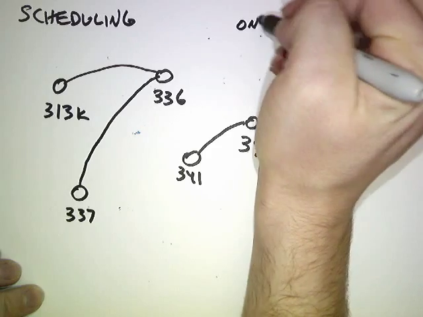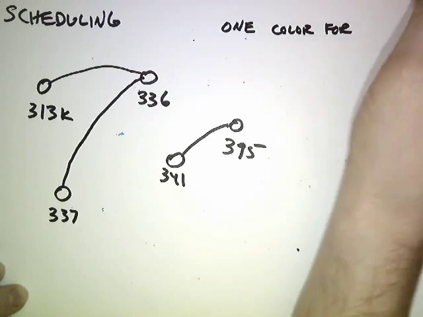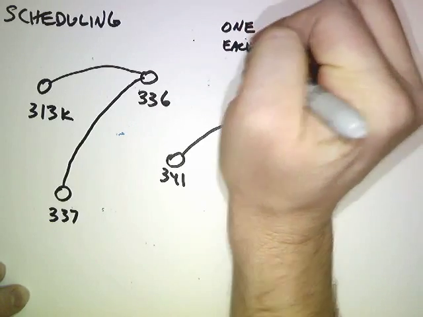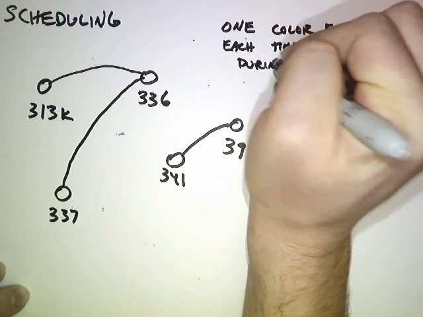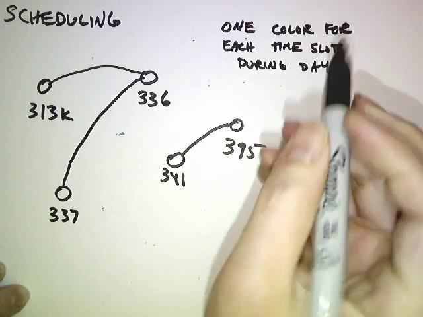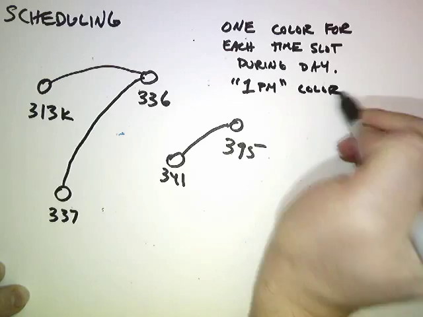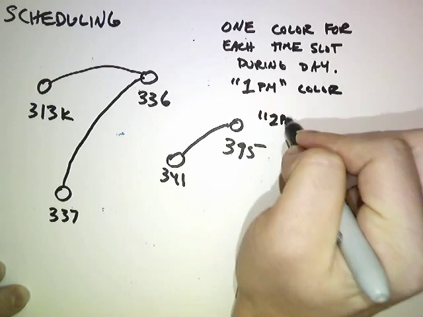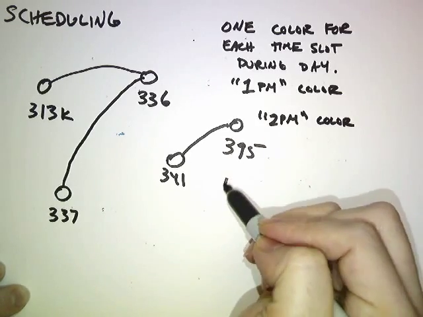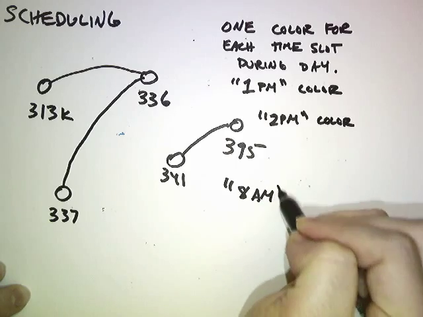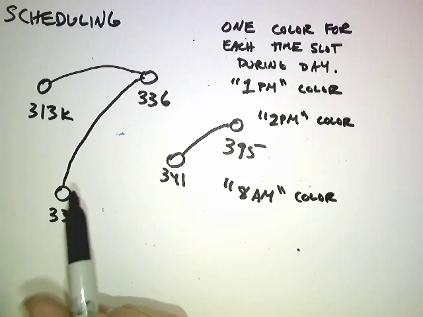So we could have one color for each time slot during the day. So for example, we could have the 1 p.m. color, we could have the 2 p.m. color, and we could have the 8 a.m. color. I don't know if they schedule classes that early. But you can see the problem now.